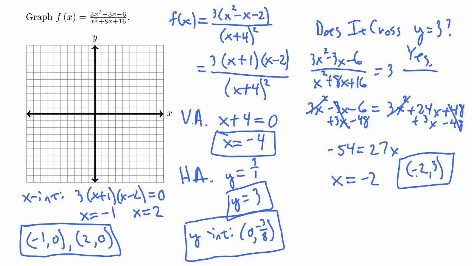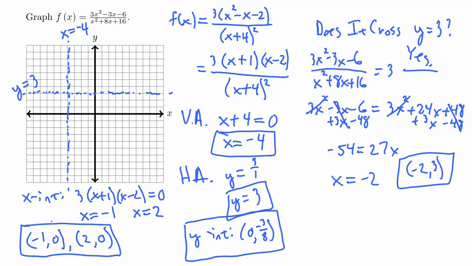Fantastic. Let's graph everything we know now. Our vertical asymptote is x equals negative 4. So 1, 2, 3, 4. There we go. Our horizontal asymptote is y equals 3. 1, 2, 3, and do a horizontal line here. Fantastic. That's y equals 3. Good.